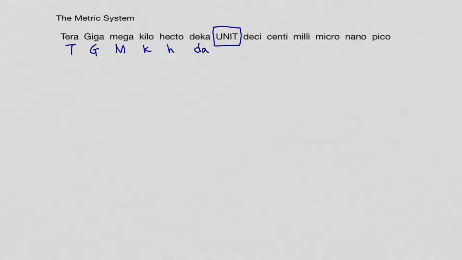And then we're going to have the basic unit. For deci, we have a D. That's why we don't just use a D for deca, we use that for deci. For centi, we use a lowercase c. For milli, a lowercase m. For micro, we use this Greek letter, mu. For nano, a lowercase n. And for pico, a lowercase p.